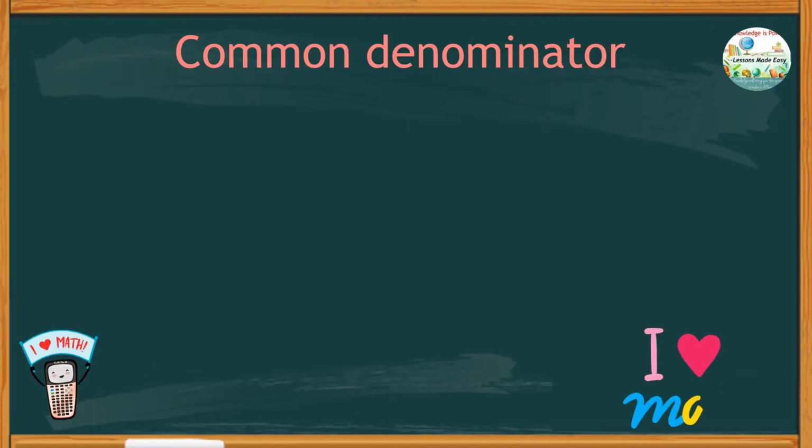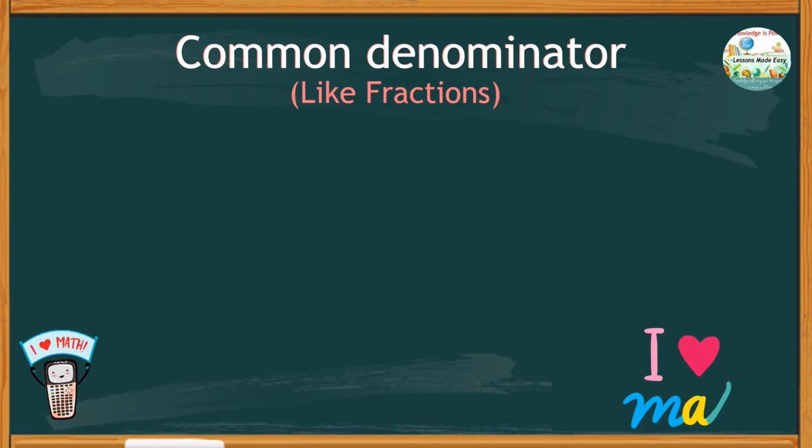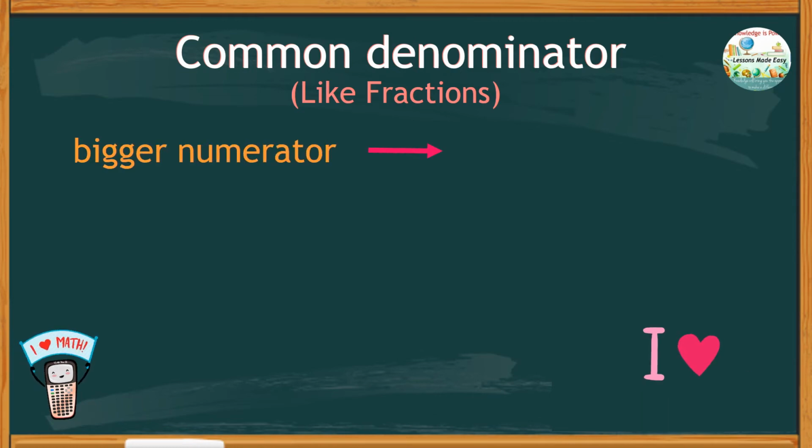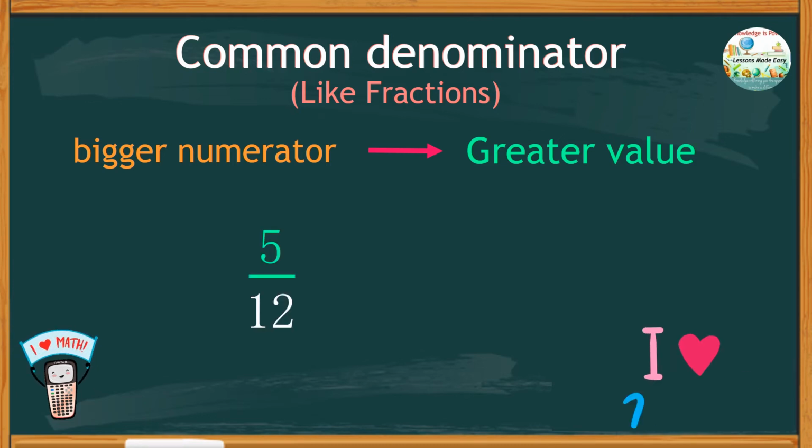How about comparing fractions with common denominator, also called like fractions? It is easy to compare fractions with common denominator because no calculation is needed. When fractions have the same denominator, we focus only on their numerators. The bigger the numerator, the greater the value. Look at this example. 5 over 12 and 7 over 12. Both have a common denominator of 12, but 7 is more than 5. Therefore, 7 over 12 is greater than 5 over 12.